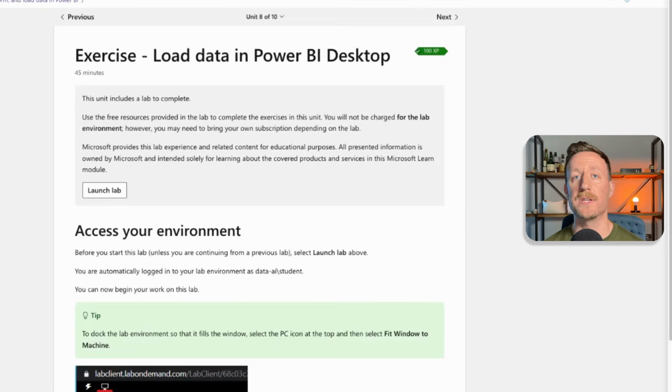Most of the modules also contain a lab, which gives you some great hands-on experience through a Power BI environment within the Microsoft Learn course. This means you don't even have to have Power BI installed in your computer to get some hands-on experience directly related to the module topic.